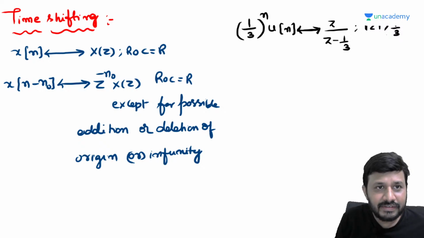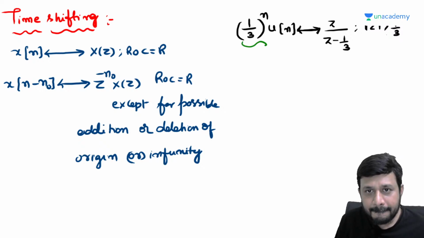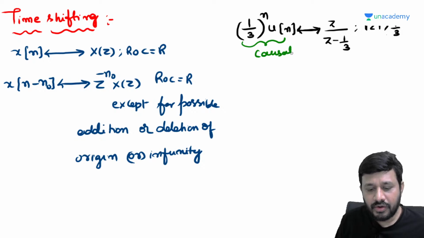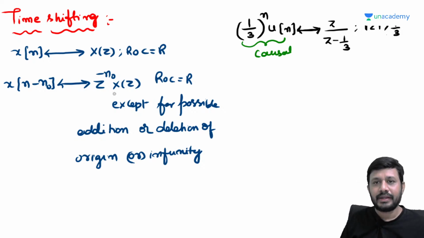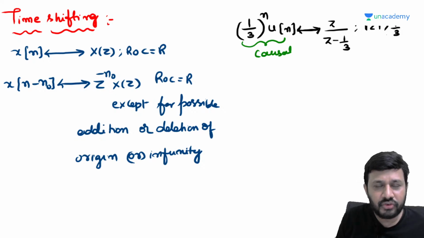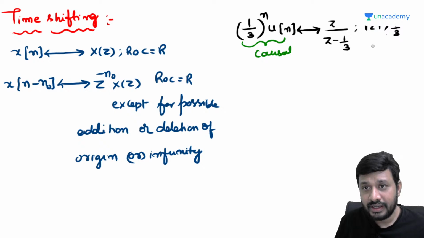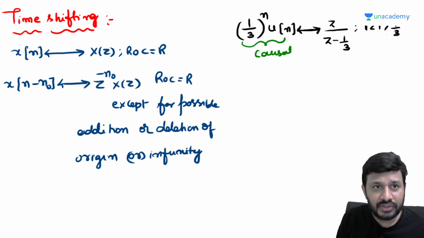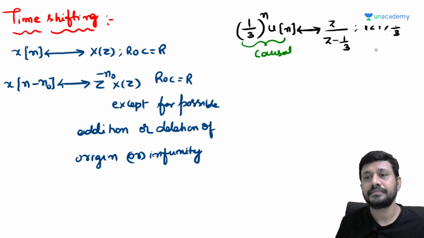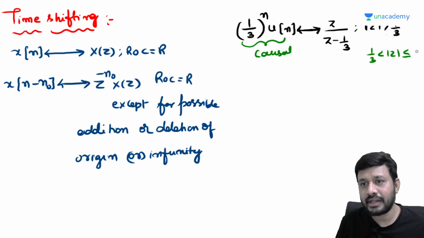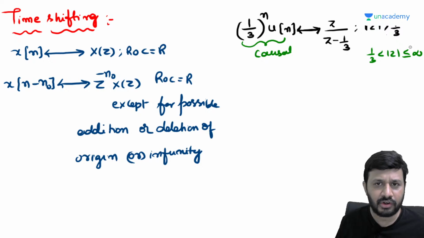And what is the nature of this signal? This is a causal signal. Causal signal means the ROC will be outside of the outermost pole and it will include infinity. Or I can modify my ROC like this: 1 by 3 less than mod z less than or equal to infinity. Hope this is clear for all of you. Right? Yesterday we got the same.